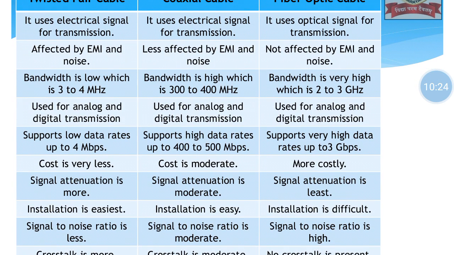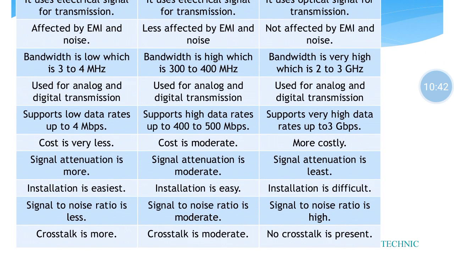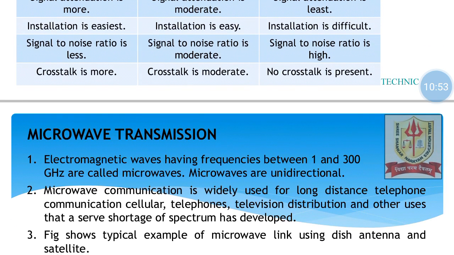Installation is easiest as far as twisted pair is concerned. Installation is easy as far as coaxial is concerned, and installation is difficult as far as fiber optic is concerned. Signal to noise ratio is less for twisted pair. Signal to noise ratio is moderate for coaxial, and signal to noise ratio is high as far as fiber optic is concerned. Crosstalk is more, in the sense disturbance as far as signal transmission is concerned. Crosstalk is moderate for coaxial, and no crosstalk as far as optical fiber is concerned.